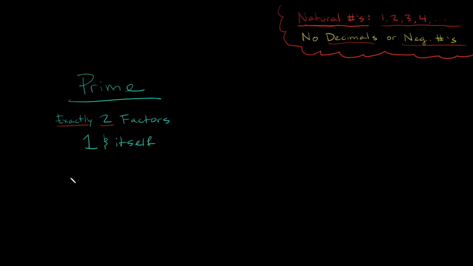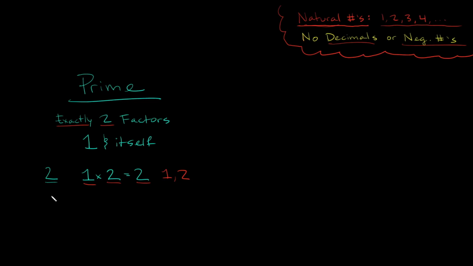Let me give you a few examples of prime numbers. For example, we have the number 2. Why is 2 a prime number? Because it has exactly two factors. There's only two numbers we can multiply together to get the number 2. Those numbers are 1 and itself, the number 2, because that gives us 2. So what are the factors of 2? 1 and 2.